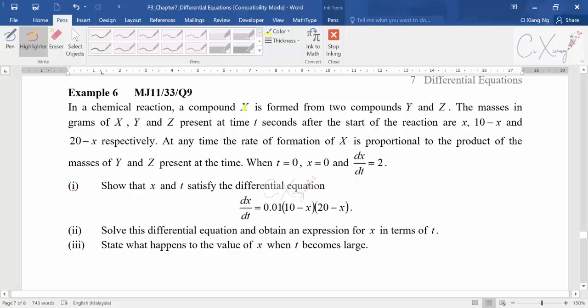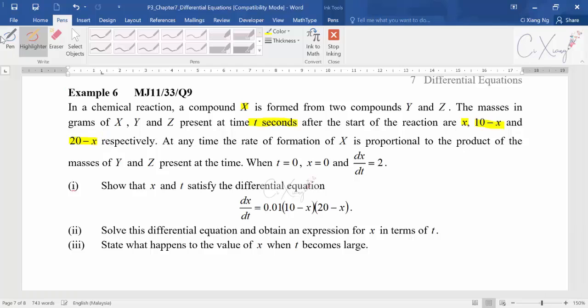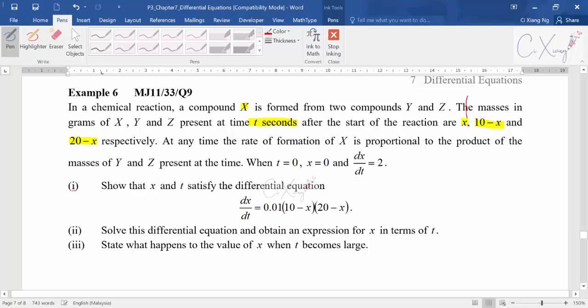So there's a compound X formed from two compounds Y and Z. The masses in grams of X, Y, Z are presented at time t seconds. So here there's one variable that you should know, which is t seconds after the start of the reaction: x, 10 minus x, and also 20 minus x respectively. Here you need to know that the x actually means the mass of compound X. Then this one is compound Y, and this is the mass of compound Z. So you have to read the question very carefully to understand the meaning here.